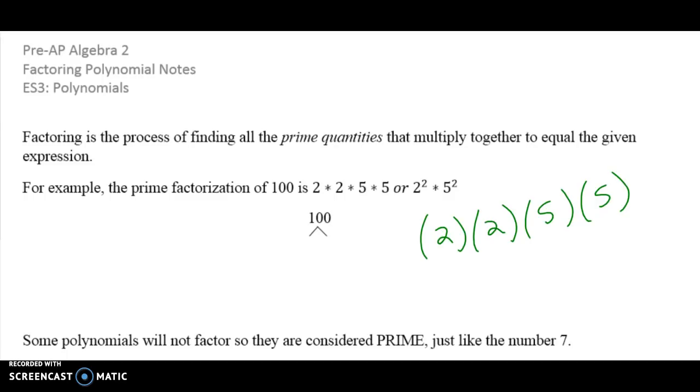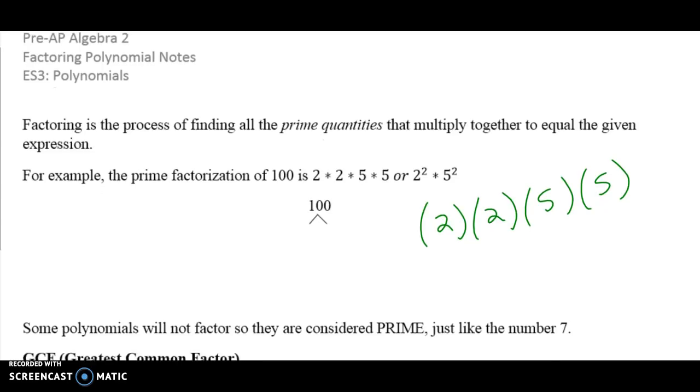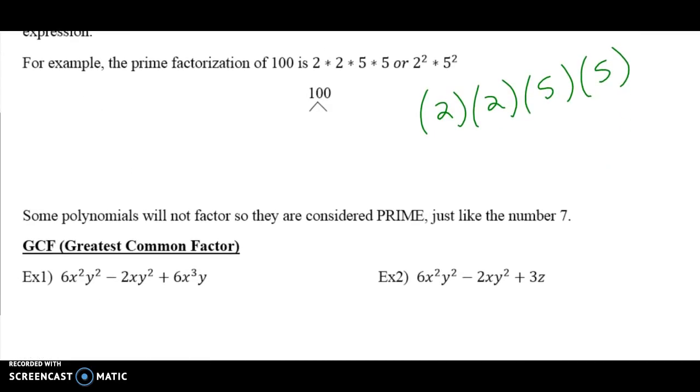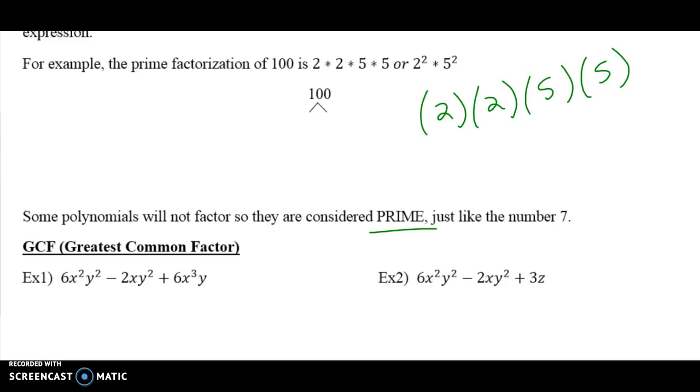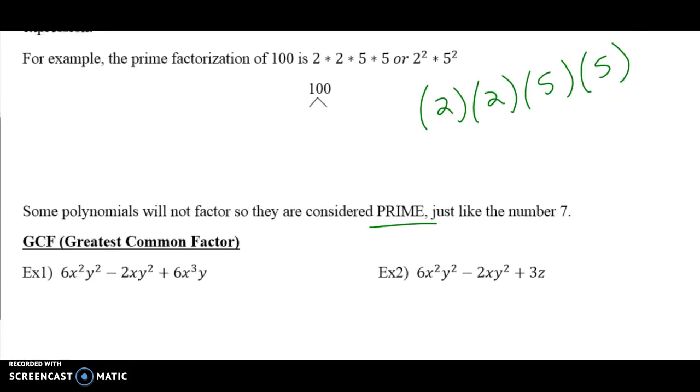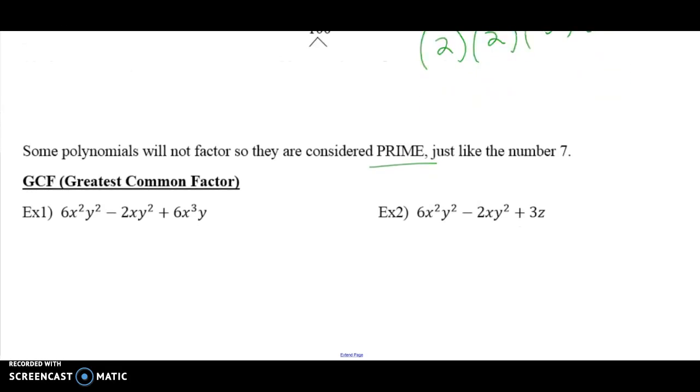Okay, it says some polynomials will not factor, just like the number 7. Does 7 break apart except for 7 and 1? No, so we call the number 7 prime. So sometimes things won't break apart, they won't factor. Okay, so let's take a look. A couple of these are going to be reviewed today. A couple of them are going to be totally new.